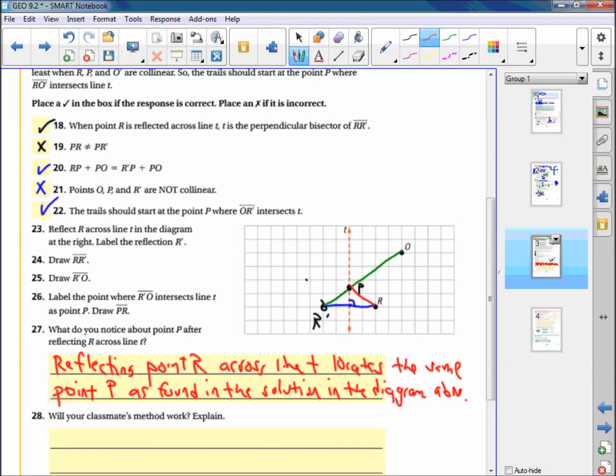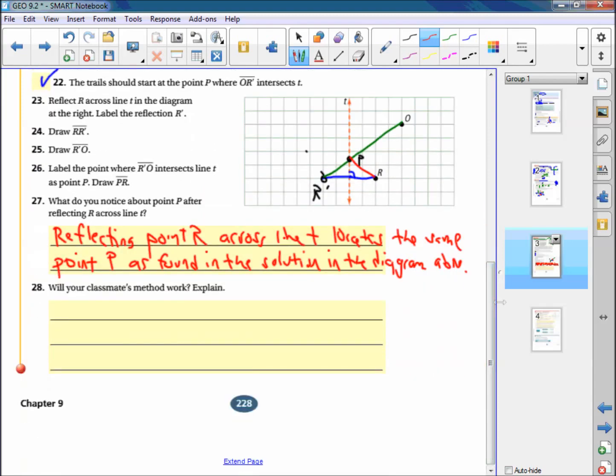Okay, so we got point P in the exact same spot. So will your classmate's method work? This should say yes. You found the same place, right? And then we have to explain. And your method could say, oh, all right, her method found the same place as the method above. Because in both cases, you're doing the same thing.